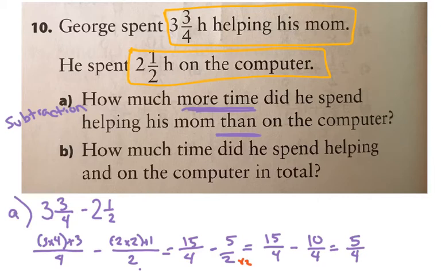Remember, this is an improper fraction, so we got to change it. So 4 goes into 5 once, leaving us with a remainder of 1 over 4. That's your final answer.